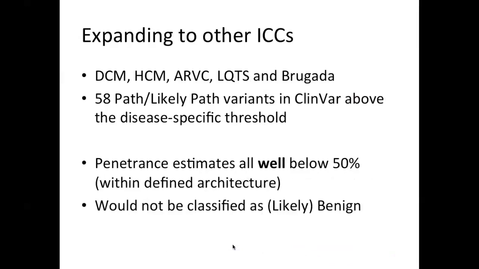So crucially, this approach works perfectly well within the architecture that we define. And it's worth flagging here that even these variants, if they have evidence towards pathogenicity, by ACMG would never actually be classified as likely benign or benign anyway. So using these frequency thresholds for BS1 is perfectly safe.